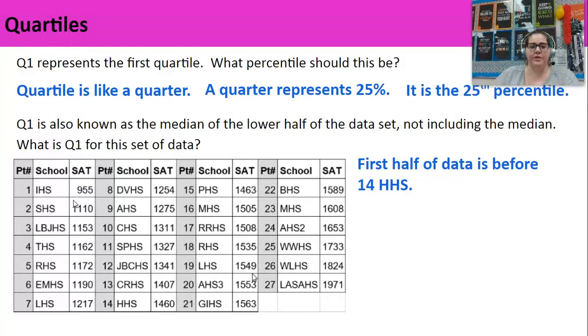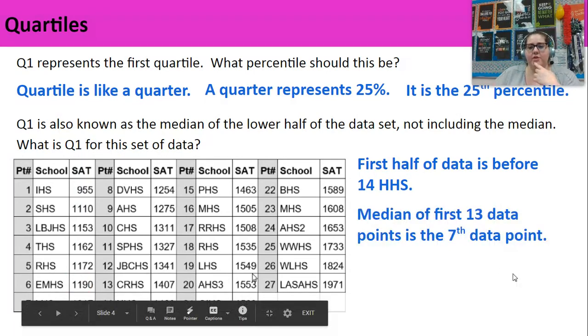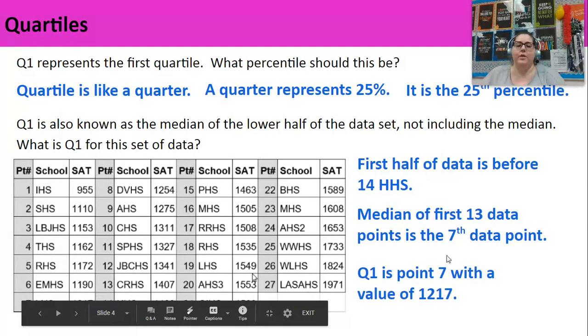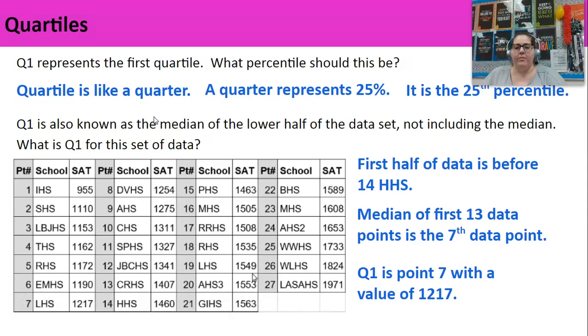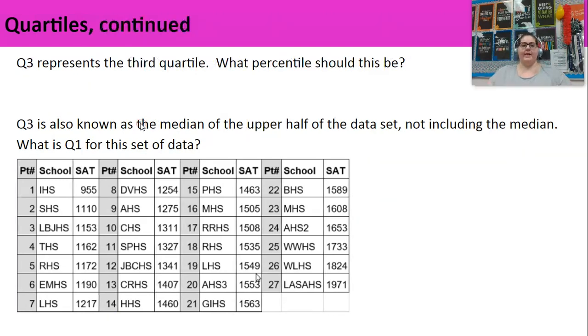So if I look at those 13 numbers and count to the middle, the middle number would be the 7th data point, which is 1217, which was that bottom school's number 7. I think it's LHS, yeah. So Q1, the first quartile, is point number 7 with a value of 1217. So again, the first quartile is like the median of the first half of the data set.